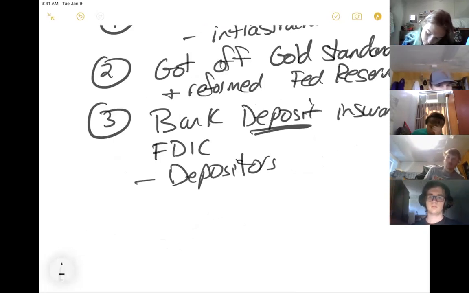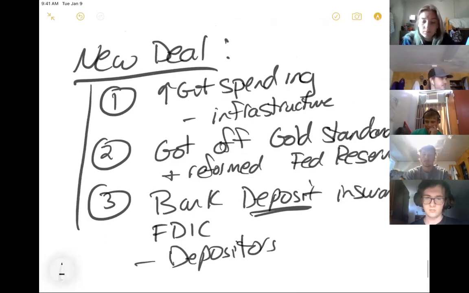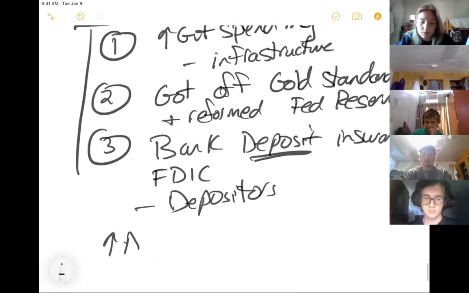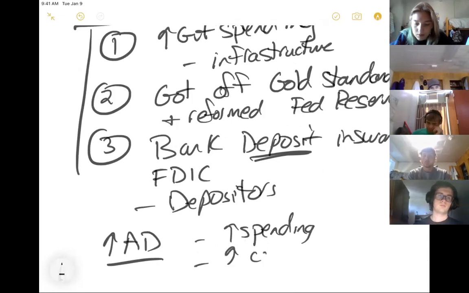So this is essentially a creation of a safety net for depositors to create confidence. And really, that's the key word here. Yes. The New Deal increased aggregate demand. Some of it was through an increase in spending, but a lot of it was trying to increase confidence.